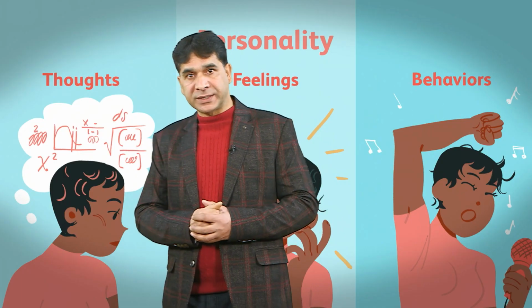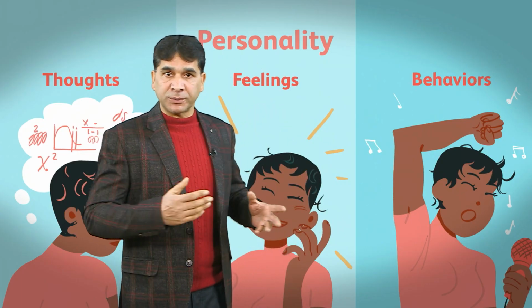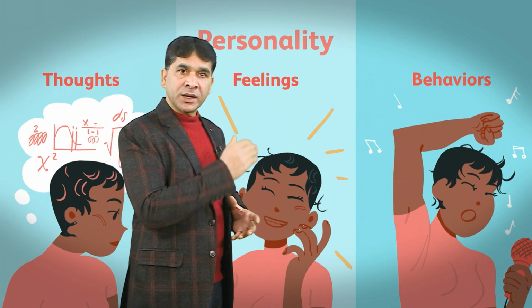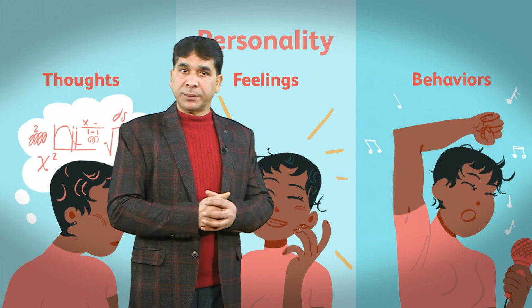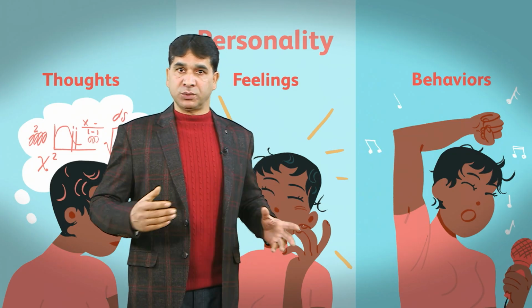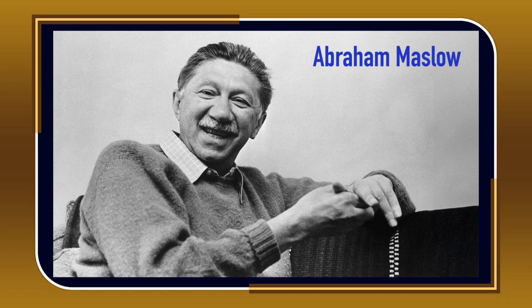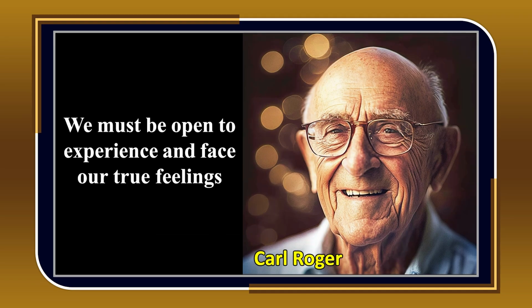Phenomenological approach emphasizes the creative, spontaneous, and active nature of human beings. So, the prime aim of this approach is to realize human growth and to fulfill our potential, what Abraham Maslow called self-actualization. In order to achieve this noble aim, Carl Rogers suggests that we must be open to experience and face our true feelings.